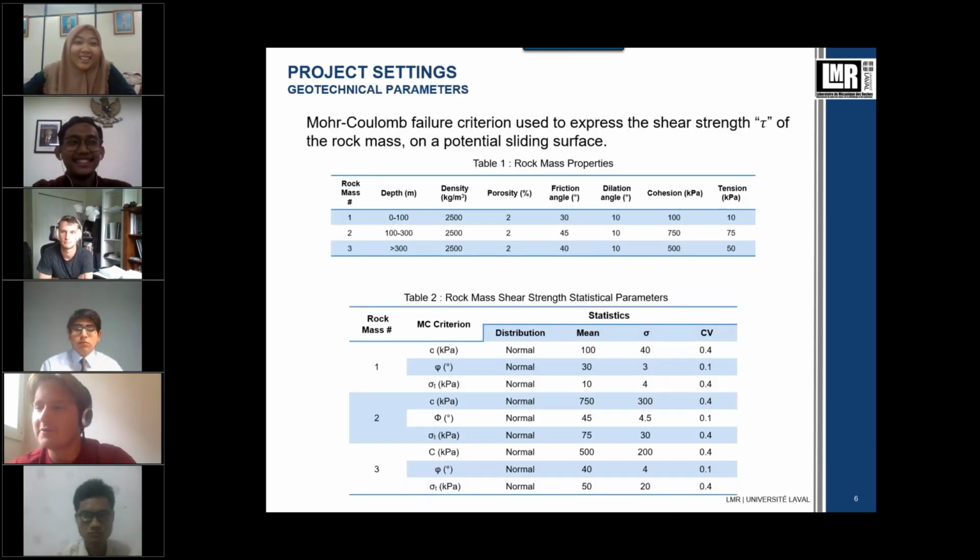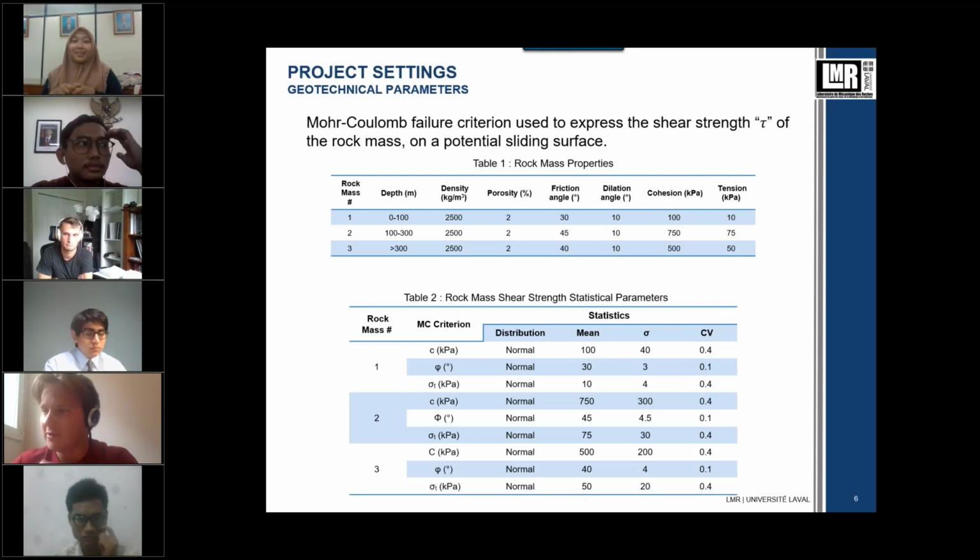About the geotechnical parameters, the information was given by the ARMA team. The Mohr-Coulomb failure criterion was used to characterize the rock mass. Table 1 up here shows different parameters for each lithology, which are depth, density, porosity, friction angle, dilation angle, cohesion, and tension. Table 2 down there shows the different parameters used in the Monte Carlo statistical simulation in RS2 according to the coefficient of variation presented in the right column right here. Quickly, it was possible to see that each lithology could not be characterized by the same angle on the general slope, because of their properties, without being unoptimized or being unstable.